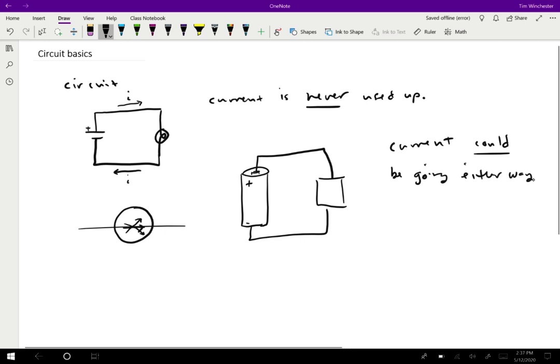There was no way to distinguish whether we had positive charges that were flowing from the positive end of the battery or whether we had negative charges that were flowing from the negative end of the battery. So people made what they considered the sensible choice, and the convention for this is that current is positive charges flowing from the positive end of the battery.